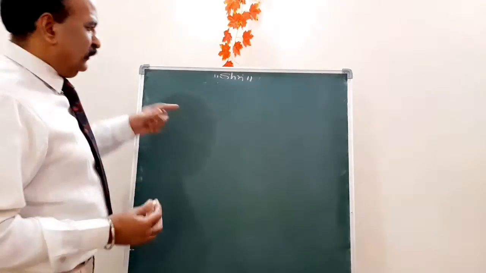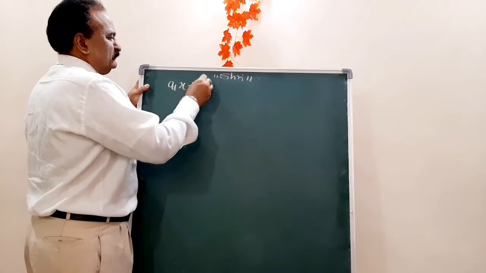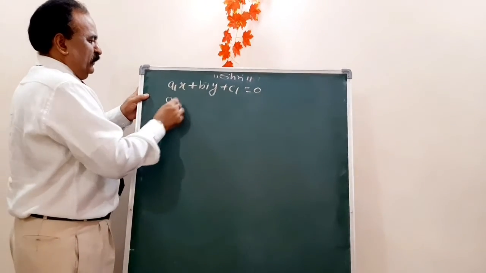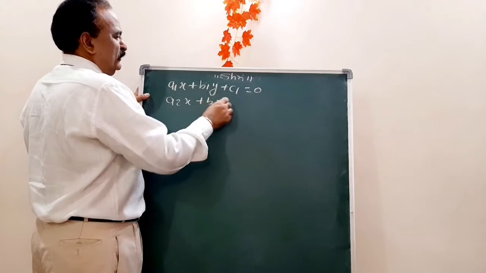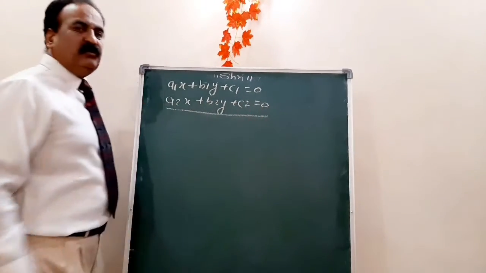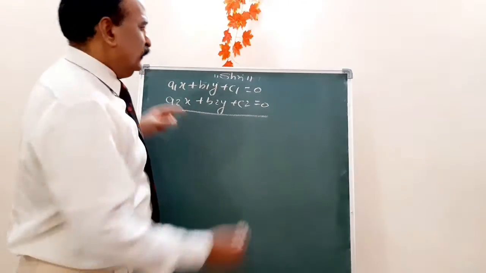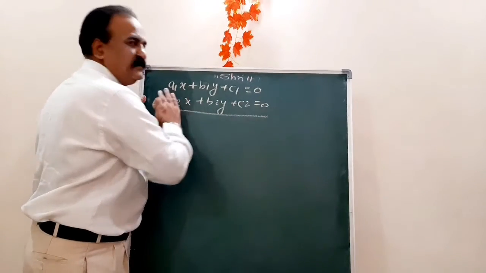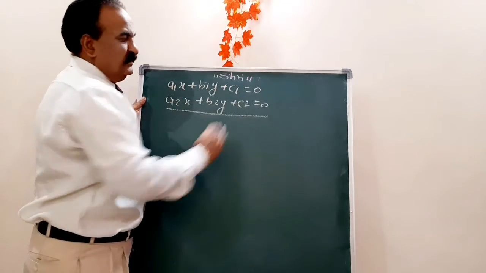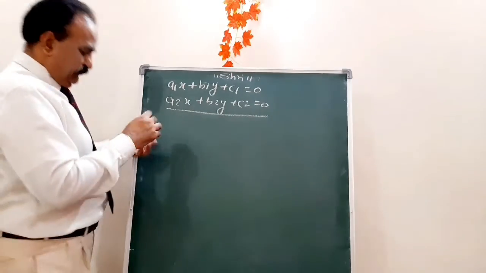Let us see how. Suppose these are the two equations: a1x plus b1y plus c1 equal to 0 and a2x plus b2y plus c2 is equal to 0. Whenever you get the constant terms, just transfer the constant term to this side. If plus is there, then when you transfer it here, it becomes minus. If minus is there, it becomes plus. Now see how to solve.